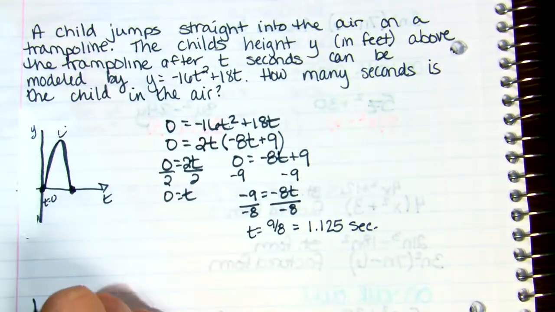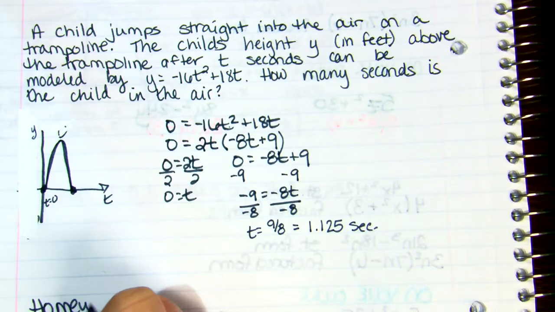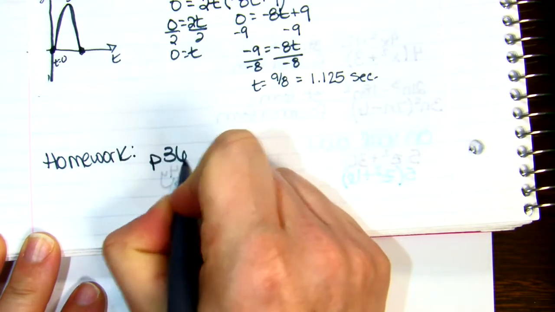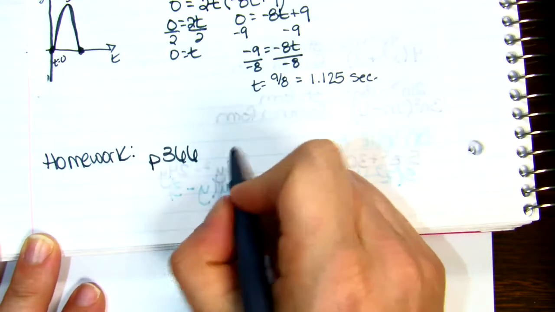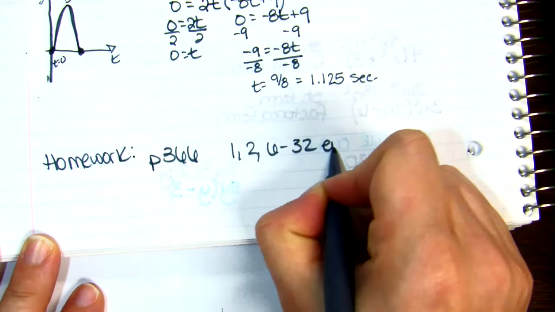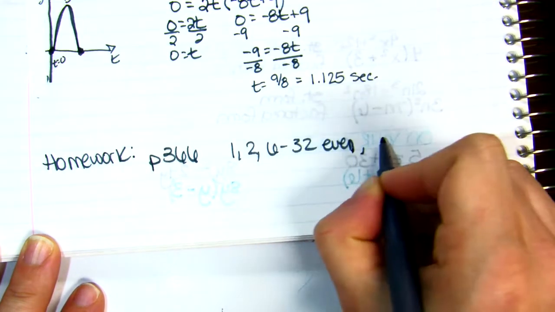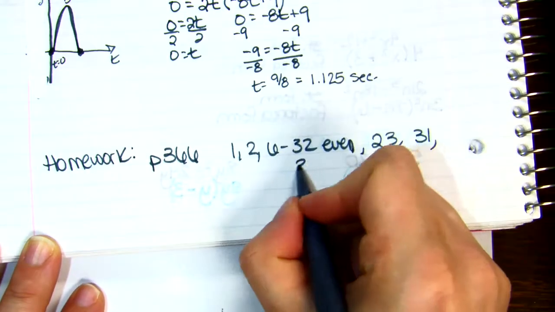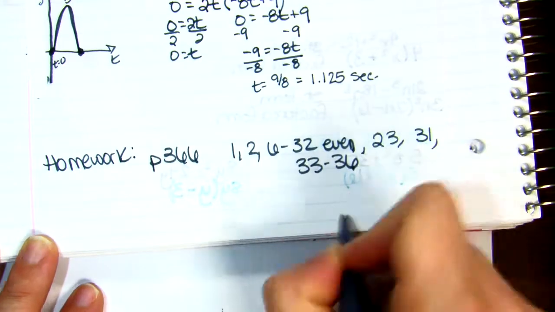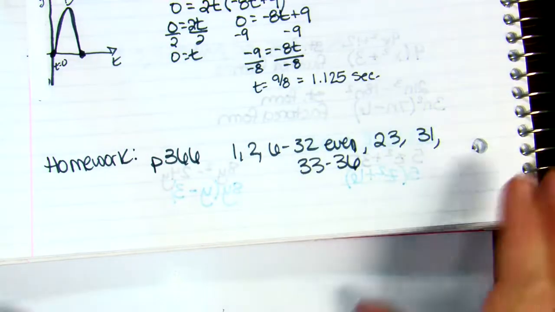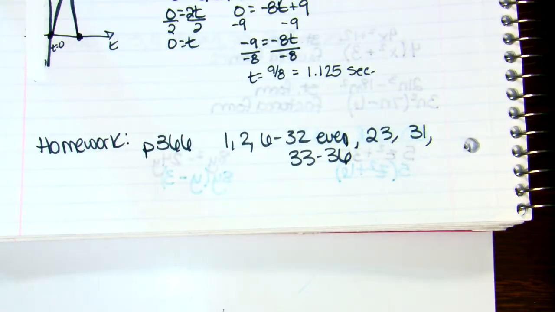Your homework for today. Oops, that's at the bottom of the page. Your homework is going to be on page 366, or starts on page 366. You're going to do 1, 2, 6 through 32 even, 23, 31, and 33 through 36. So again, that kind of looks like a lot, but hopefully you can see that these are pretty quick problems and it shouldn't take you too long. So good luck.